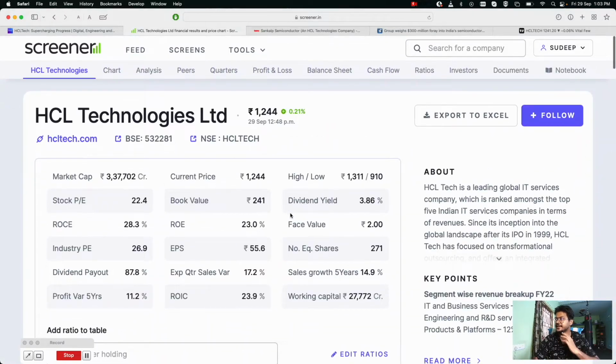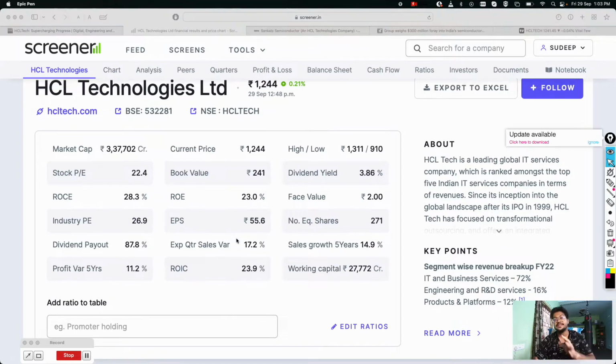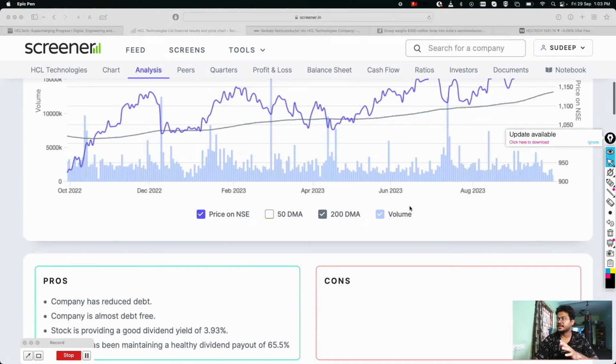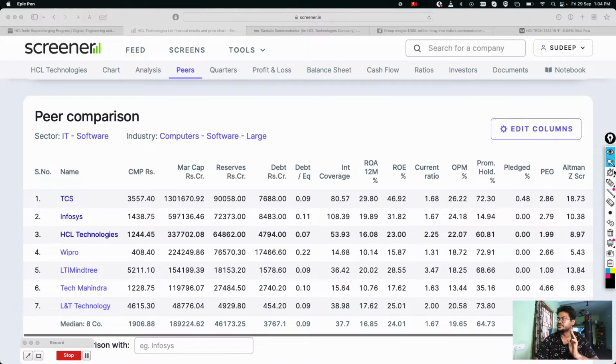HCL Technologies, as we know, is a leading IT company in India with a massive market cap of 3,37,000 crore, as you can see here. Let's quickly go to the peer comparison and see where HCL Technologies stands. First of all, the current price is 1244.45 as of the date of recording, 29 September, Friday. The market cap is 3,37,000 crore. That's a massive one, and it also has a very good reserve of almost 65,000 crores and a small debt of 4,794 crores, which is very small in comparison to the market cap and the reserve.